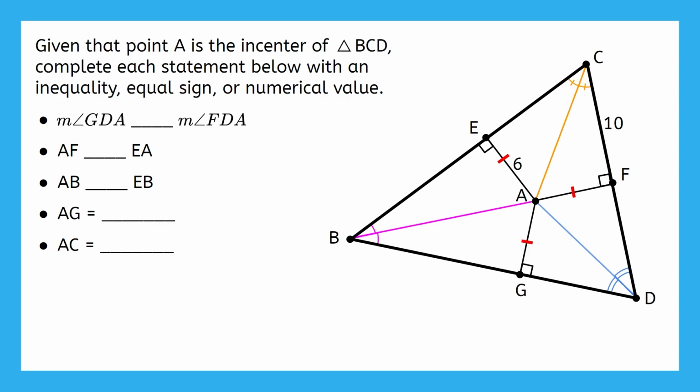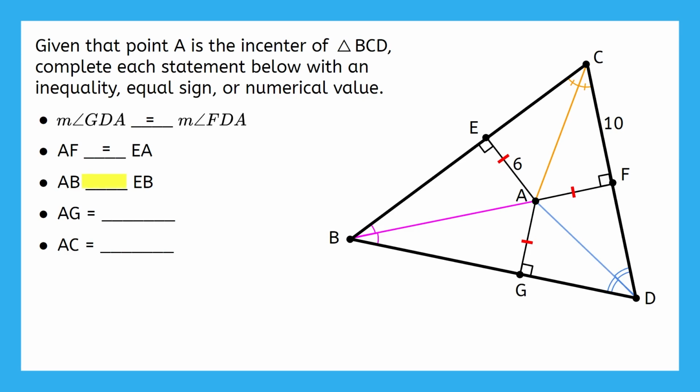Let's see how it went. Our first comparison is between angles GDA and FDA. We already knew these were congruent because we're working with the incenter, so we can write that the angle measures are equal. Next is AF and EA. These were marked congruent earlier. If you're forgetting why, remember that if we put a circle in the triangle that touches all of its sides, these would match because they'd be the radius of that circle. So we can say their lengths are equal.